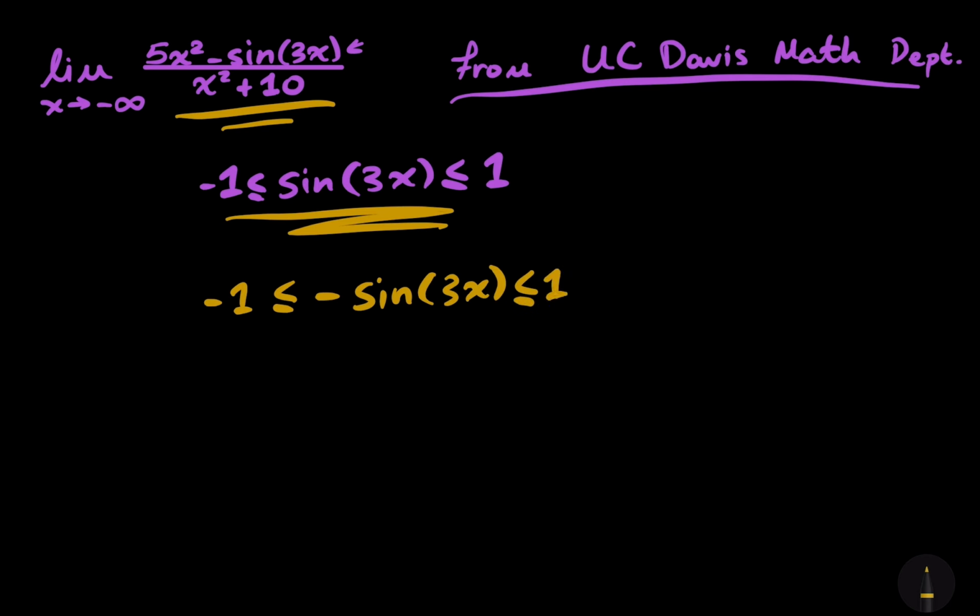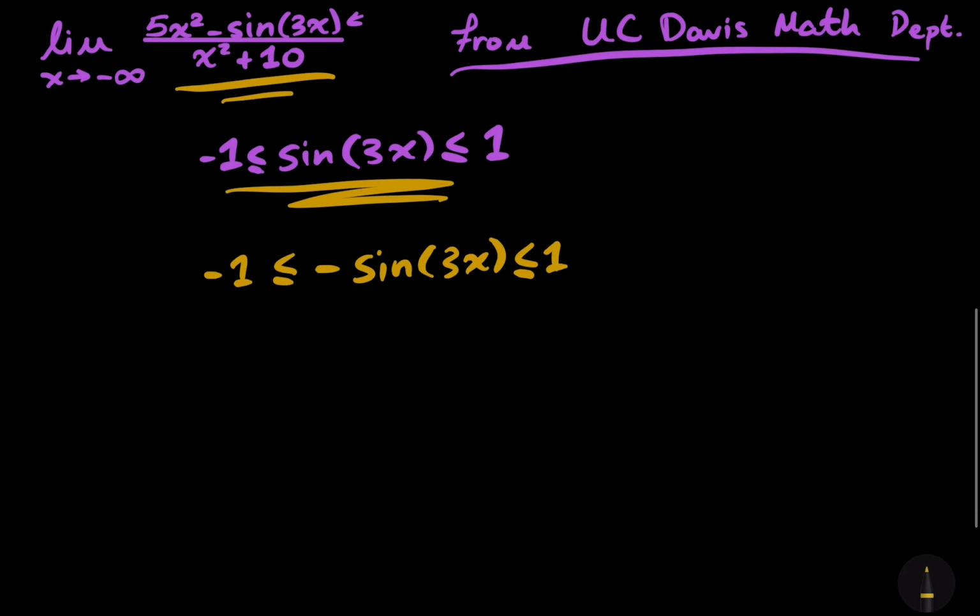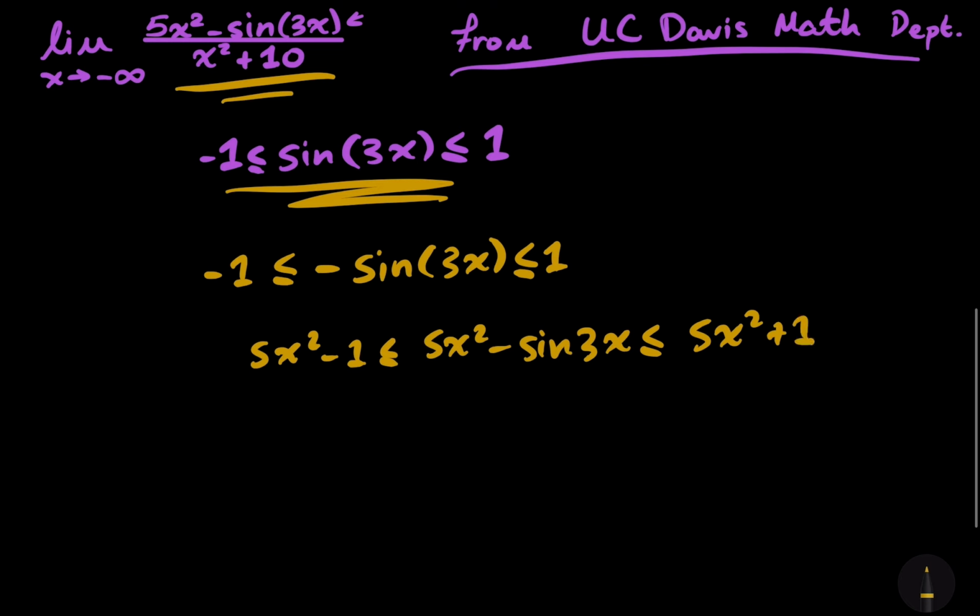And then we can go ahead and add 5x squared to both sides. Let me actually do this on another line. 5x squared minus 1 is less than or equal to 5x squared minus sine of 3x, which is going to be less than or equal to 5x squared plus 1. So as you can see, we're just using this first piece of information, and we're building up our rational function using that simple piece of information.